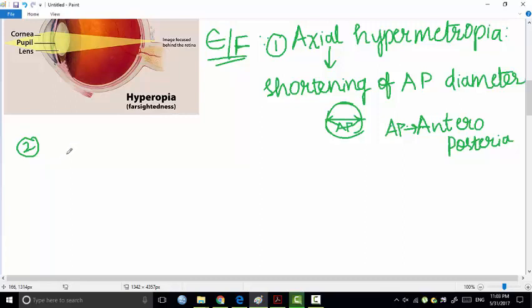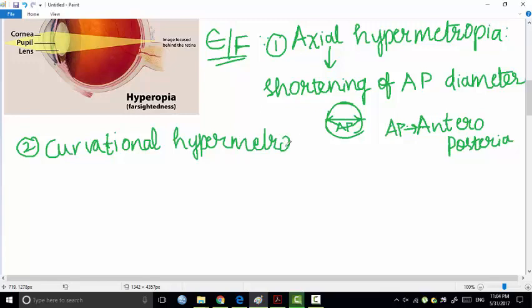The second etiological factor is curvational hypermetropia. What happens in curvational hypermetropia? As the name says, curvational. Here the cornea has some curvature, and even the lens has some curvature. Both become flatter than normal.